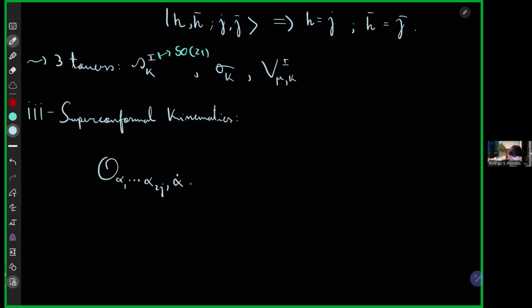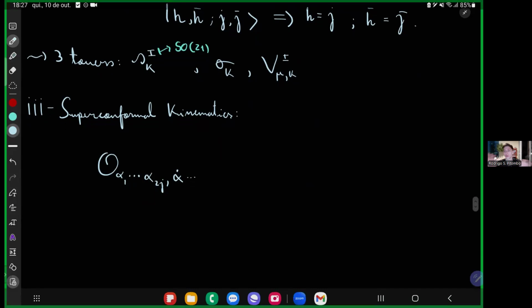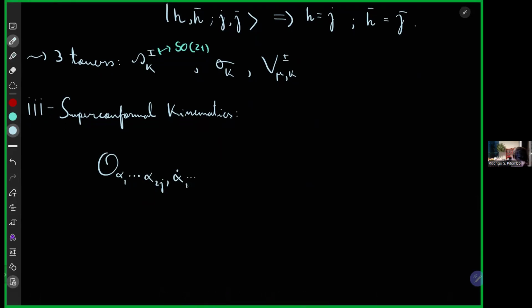And you have, of course, two sets of indices, one corresponding to each SU2. So I'll put a dot on the indices of the right-hand side SU2, and indices without a dot are from the left-hand side SU2. As you can see here, J and J bar determine the number of indices in the left and right-hand side SU2. Moreover, these indices are symmetric, since we are considering irreducible representations of SU2, and traceless with respect to the epsilon tensor. So if you contract two indices with the epsilon tensor, epsilon alpha beta, this gives 0.